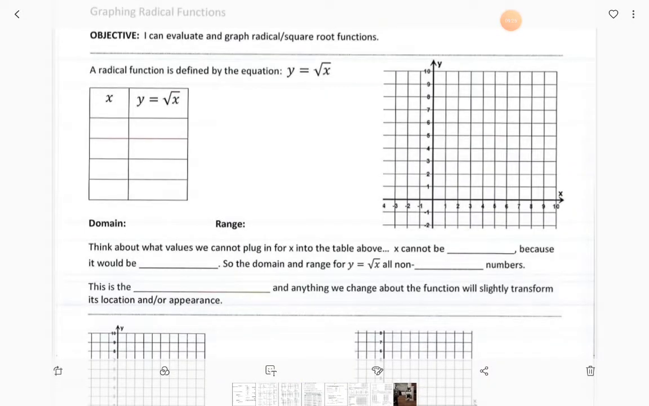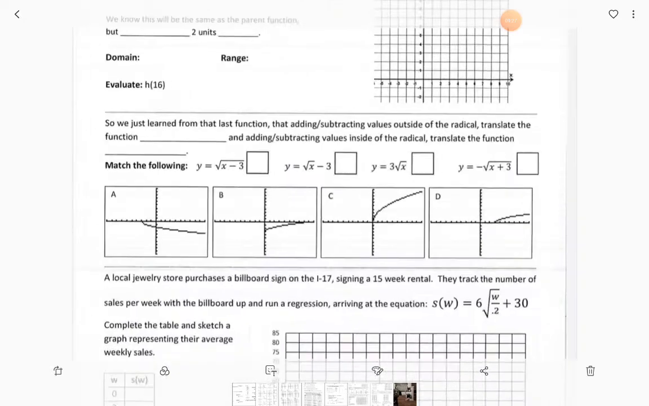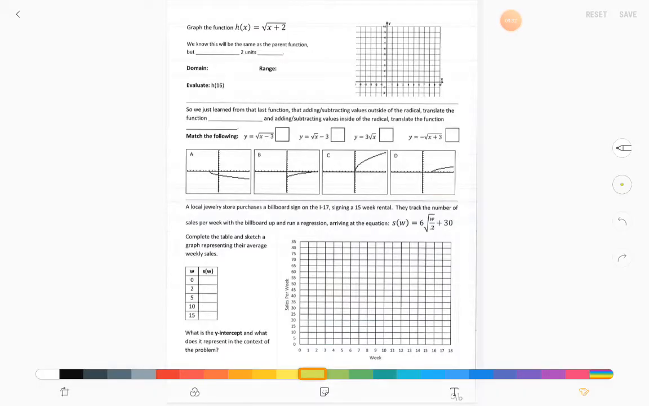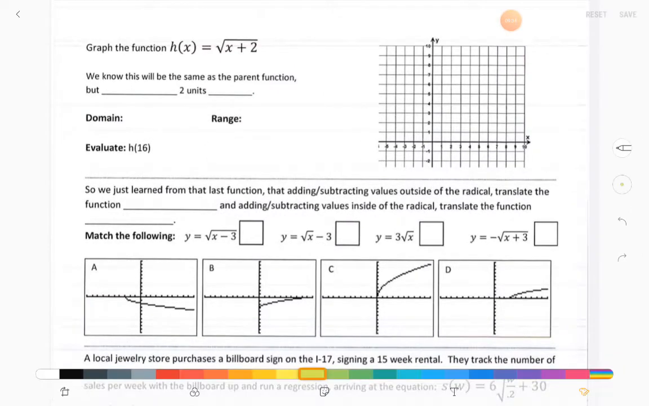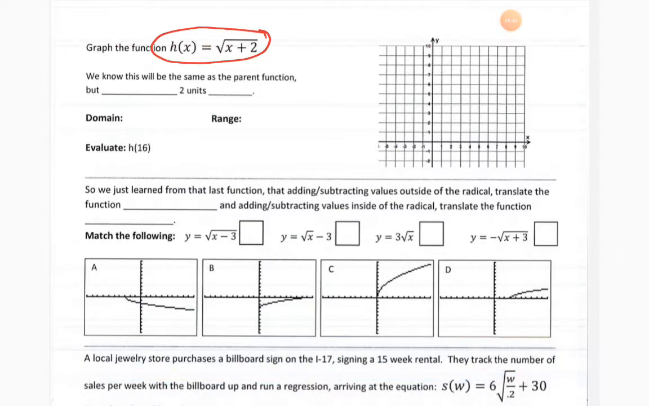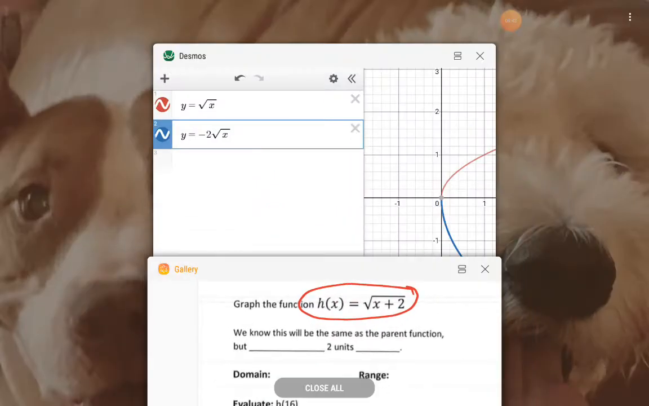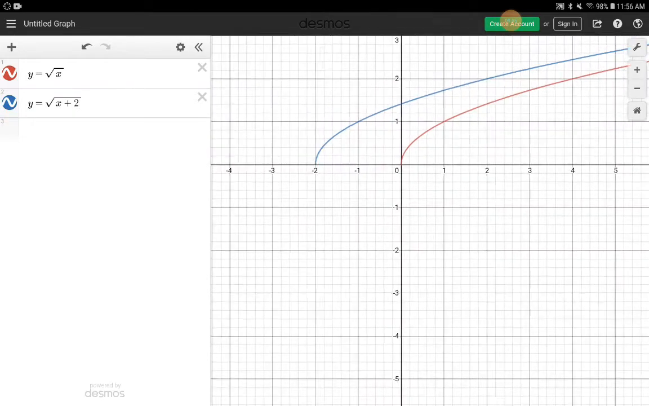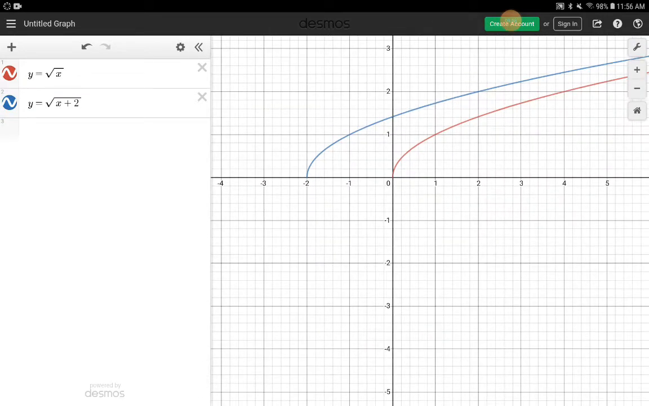So let's look at this one right here. Now this one is different because that +2 is on the inside. Okay, so if we go to our Desmos and we take a look and see what this graph looks like. Okay, so notice our graphs look the same, but look what happened. It went to the left too, okay?